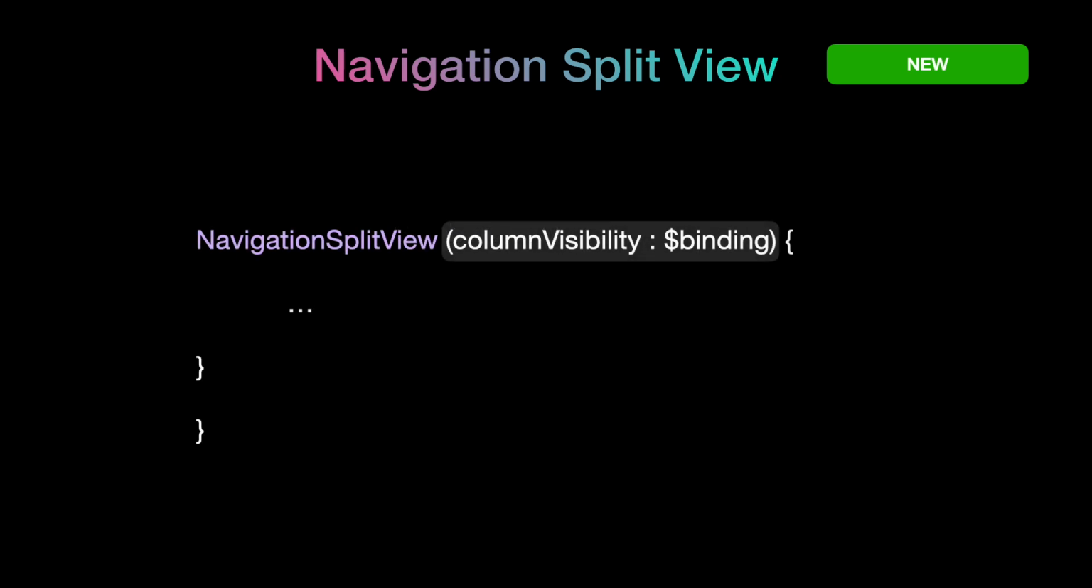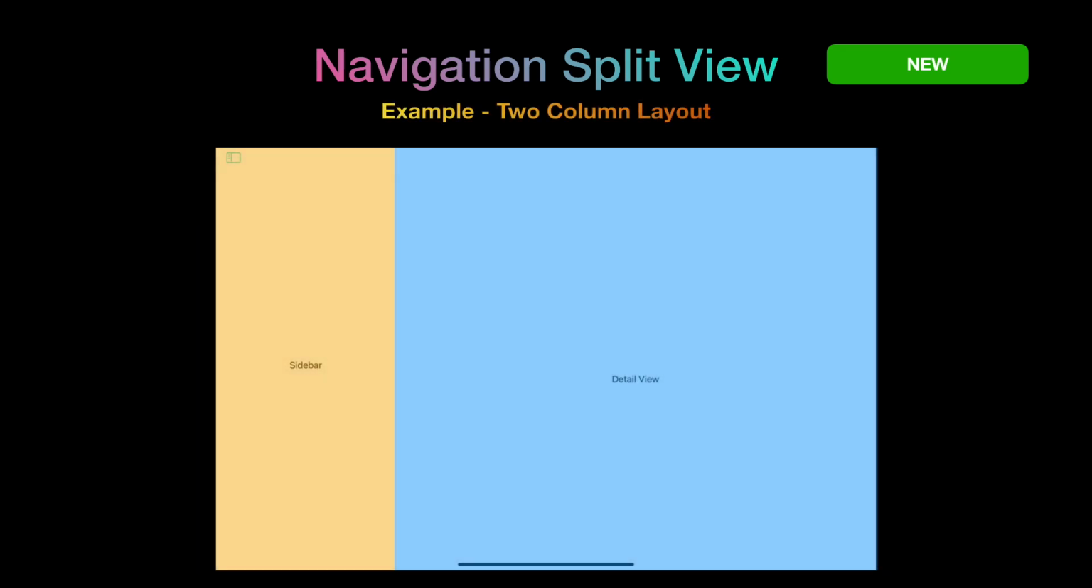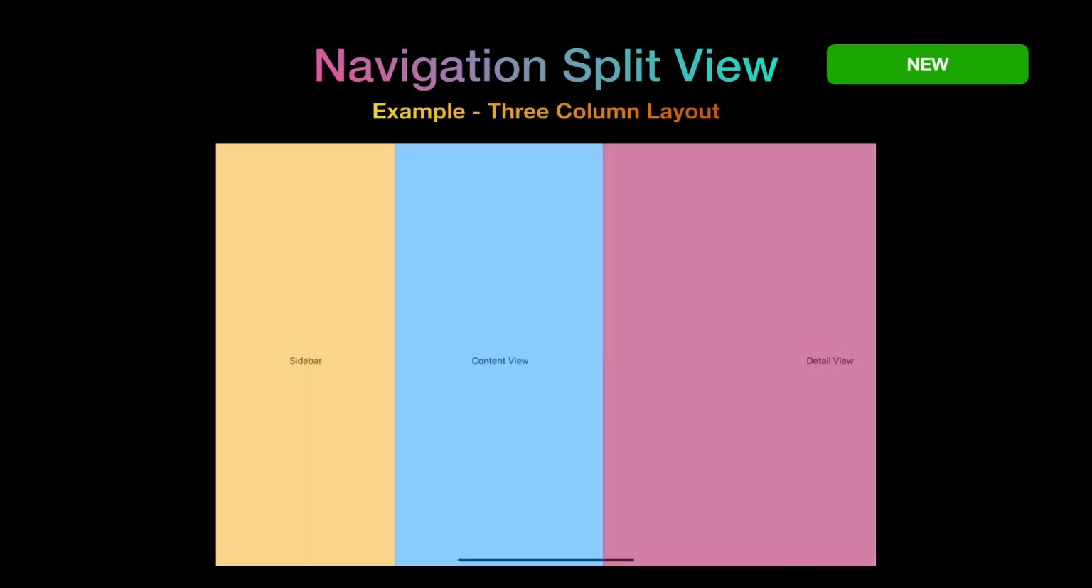Navigation split view has a parameter of column visibility which helps to hide or show the sidebar and content. It will take a binding of column visibility, which consists of values to show and hide the columns. When we create the 2-column navigation view, it looks something like this. On the left side, it has a sidebar, while on the right side, it has the detail view. The 3-column looks pretty much similar to the 2-column navigation, but in the middle, it has a content view. So this is the overall look of the new navigation split view API.